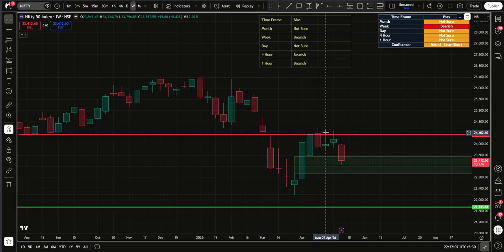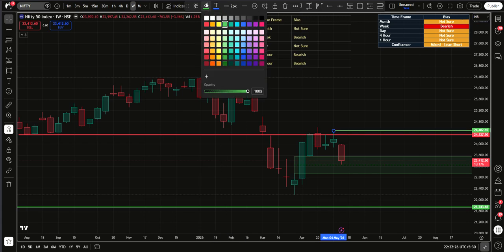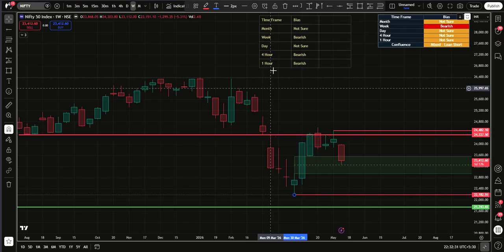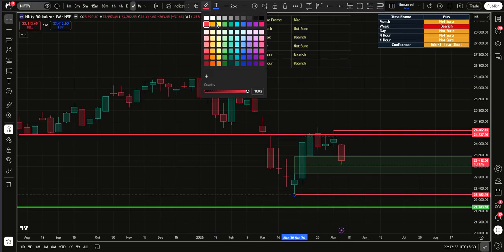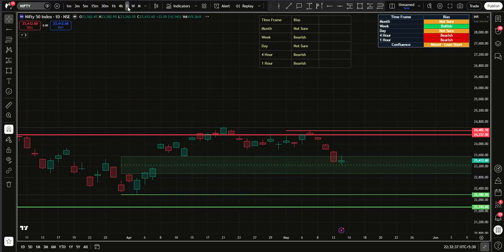Now sellers as usual are here, and a level to be protected for the sellers is this swing high. So our weekly levels are here and here. Let me mark it. This is the weekly sellers level. Let's mark it in a thinner line in red color. This is the weekly buyers level, green color. Going over to the daily time frame.